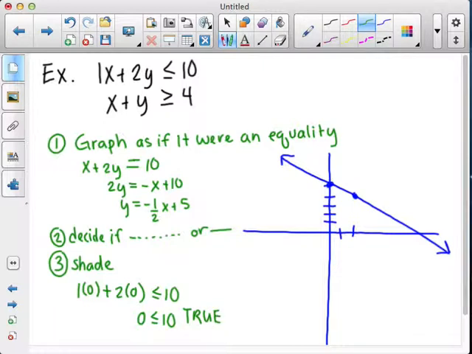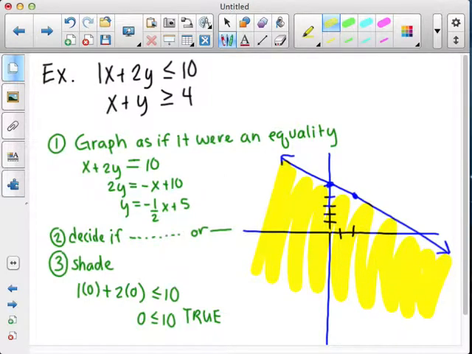So thinking back to your notes yesterday, that means I shade the side with my test point. Well, here's my test point. So I have to shade the side that includes my test point because that's a solution. So I'm going to shade this in. Now, that's for my first inequality.